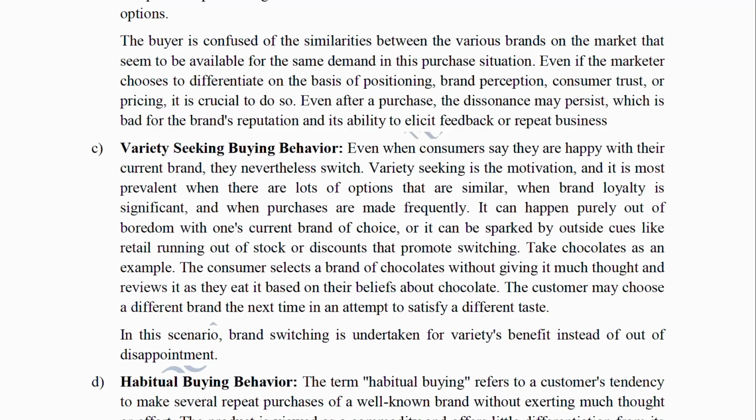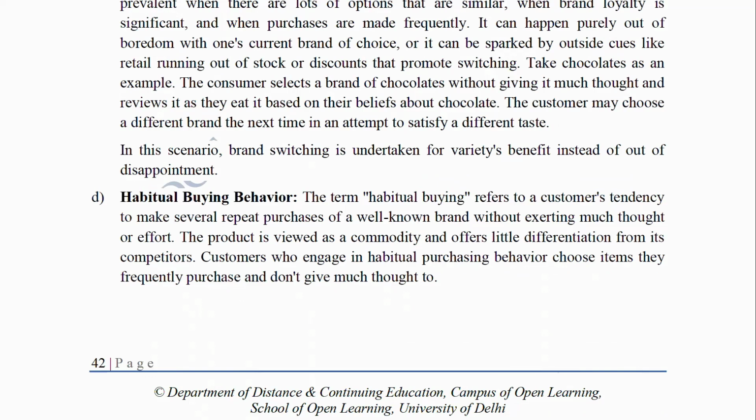Take chocolates as an example. The consumer selects a brand of chocolates without giving it much thought and reviews it as they eat it based on their beliefs about the chocolate. The customer may choose a different brand the next time in an attempt to satisfy a different taste. In this scenario, brand switching is undertaken for variety's benefit instead of out of disappointment. D. Habitual buying behavior.